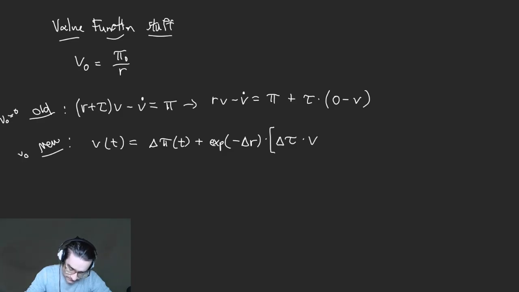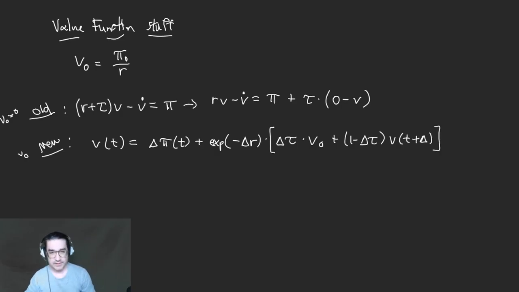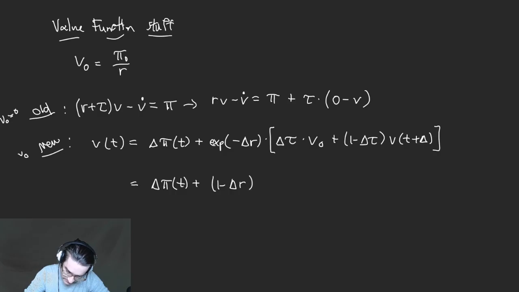And now something may happen, delta tau might happen. If delta tau happens, you're going to get V zero, and that's your continuation value. And then maybe it doesn't happen, with probability 1 minus delta tau. In that case, you're going to get V of t plus delta. This is exactly what we had last time, but instead of zero in that spot, we have V zero, your continuation value.